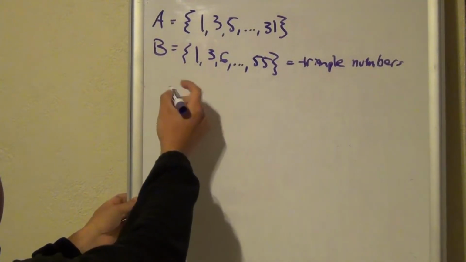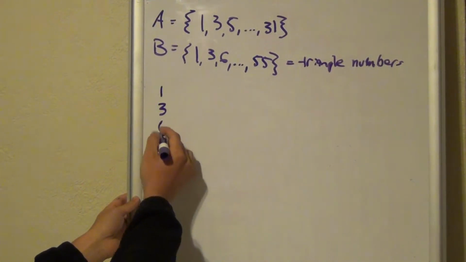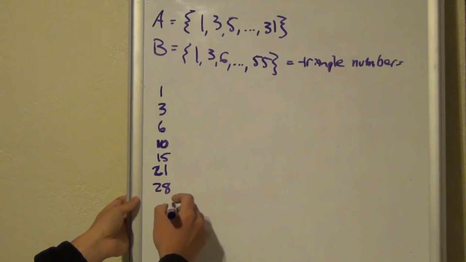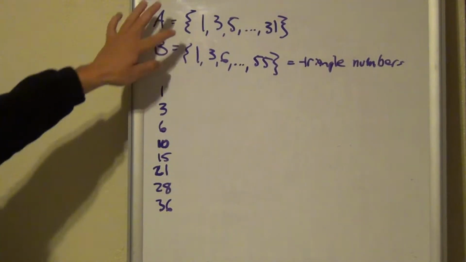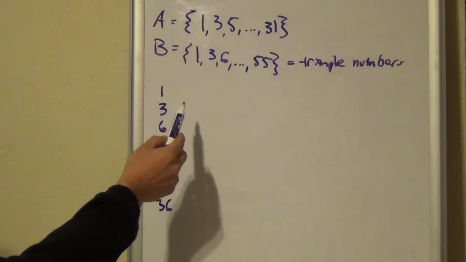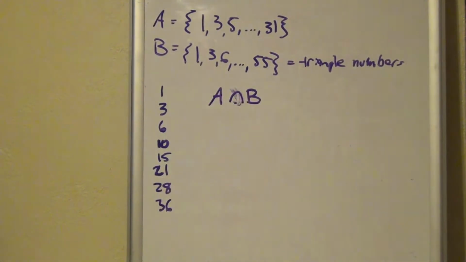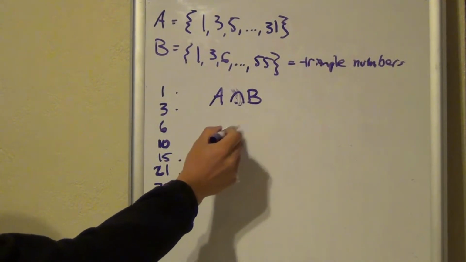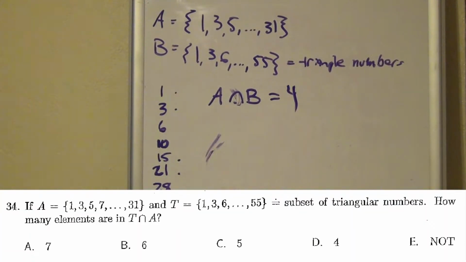Yo, I'm teaching math. So to list out the triangle numbers, we have 1, plus 2 is 3, plus 3 is 6, 6 plus 4 is 10, 10 plus 5 is 15, plus 6 is 21, plus 7 is 28, and plus 8 is 36. So any triangle numbers between 1 and 31 are going to be among these numbers. We just need to count how many of these numbers are odd, and that will give us A intersect B. So we have 1, 2, 3, 4, and A intersect B is equal to 4. Is that an answer? Yes.